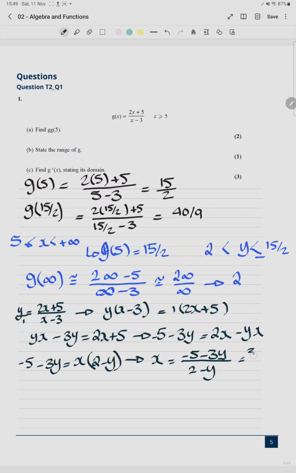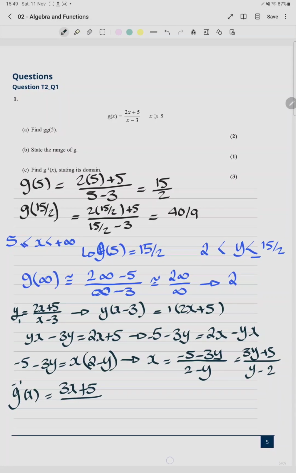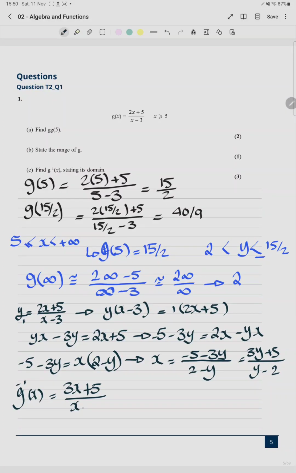If I want to make it pretty, I multiply everything by a minus to give me (3y + 5) over y minus 2. And don't forget, now change x to g inverse and change the y's to x, all over x minus 2.